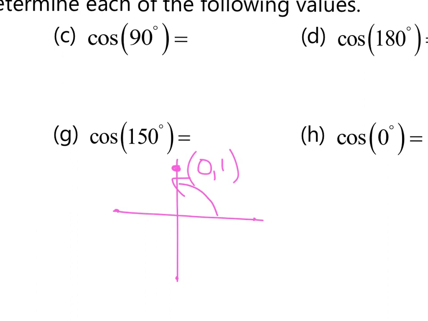Now, we are talking about cosine. Cosine is the x value. So in this case, the x value is 0. 0 is a number, the cosine of 90 degrees is 0, and that is the answer.